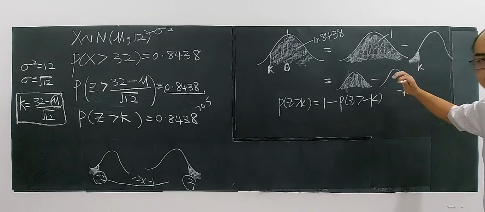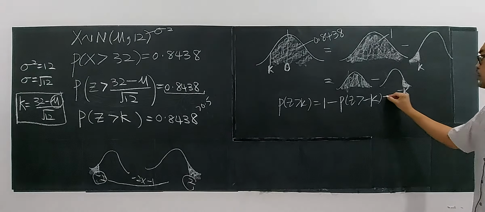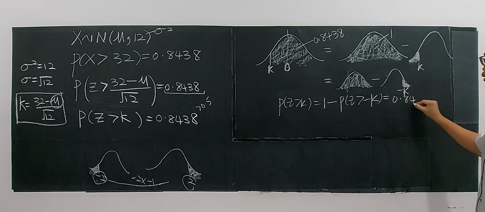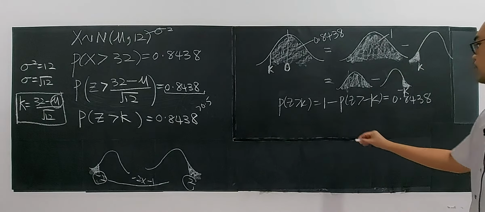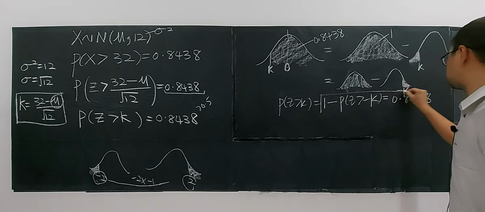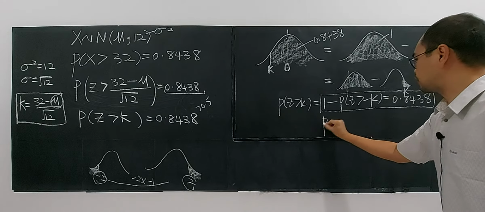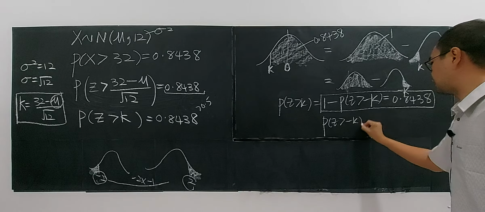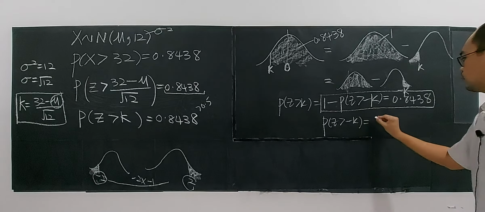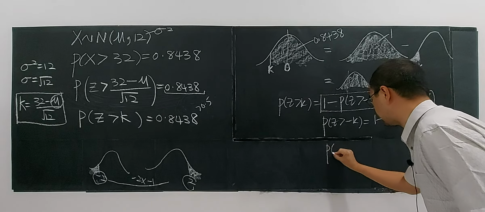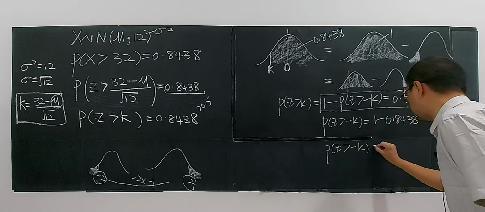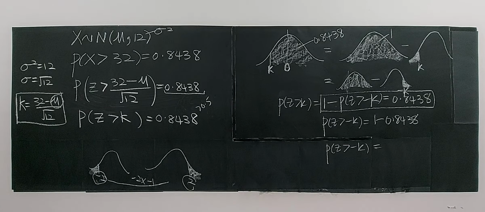The most critical part in this video is that you have to understand this one, which equals 0.8438. So Pz more than negative K will be 1 minus 0.8438, which is 0.1562.